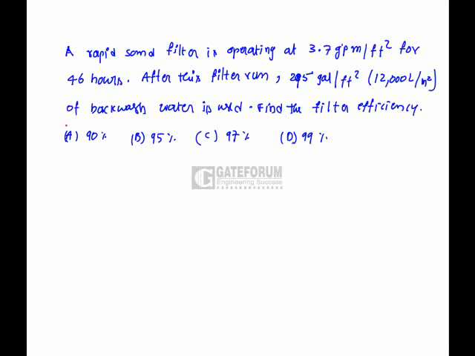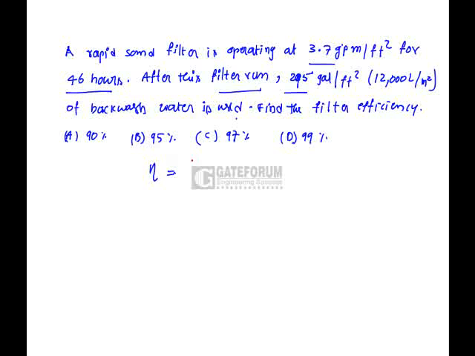The question is, a rapid sand filter is operating at 3.7 gallons per minute per square feet. For 48 hours it was worked. After this filter run, 295 gallons per feet square of backwash water is used. We are converting gallons per feet square to liters per square meter. Find the filter efficiency.